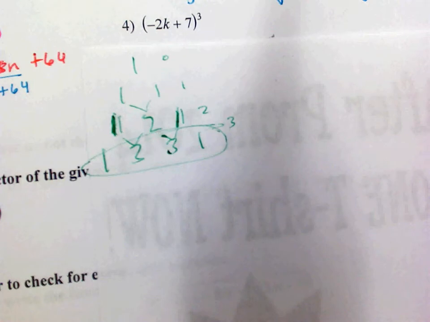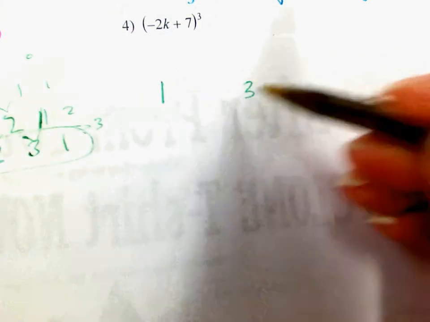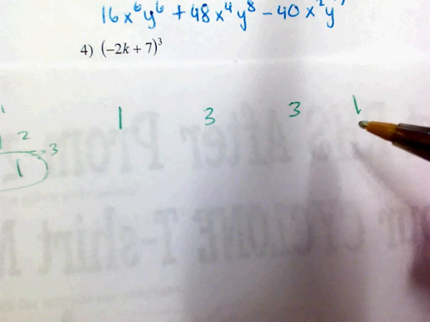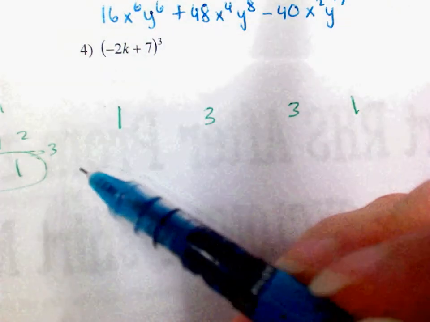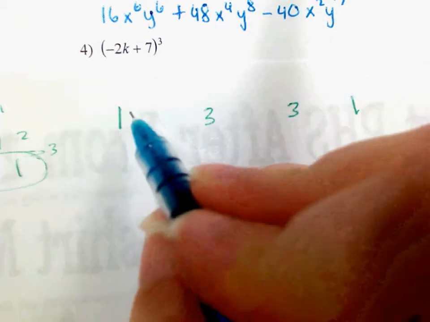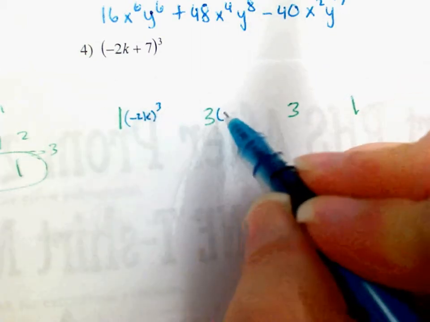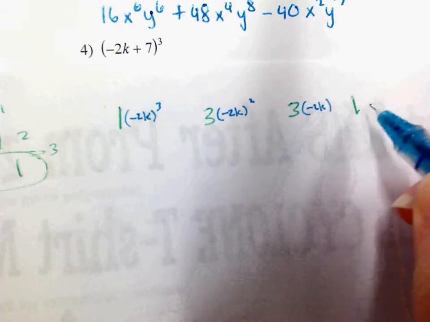So what you can do is just write out 1, 3, 3, 1. So 1, 3, 3, 1. And then you start filling in the terms. The first term in this binomial is negative 2k. So going this way, I'm going to have negative 2k to the highest power, 3, and then go down. So negative 2k squared, and then negative 2k, and then no negative 2k.